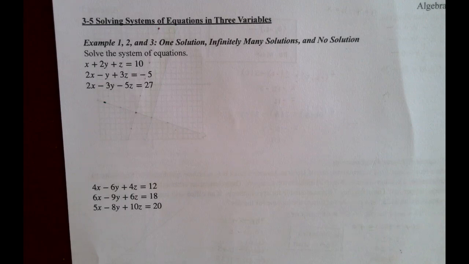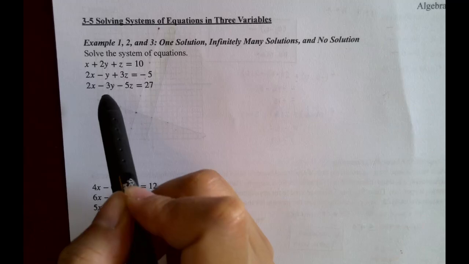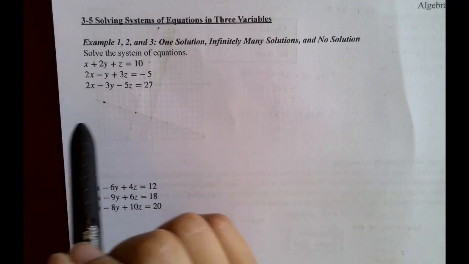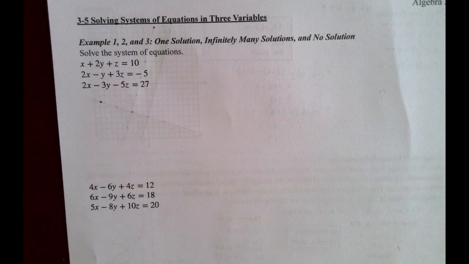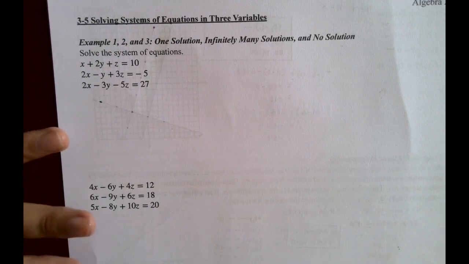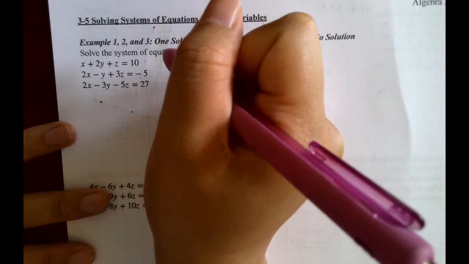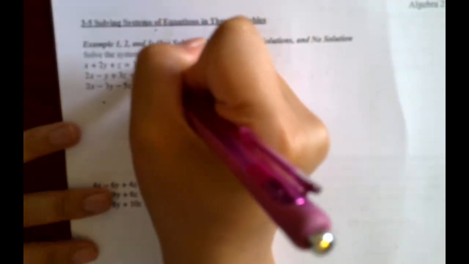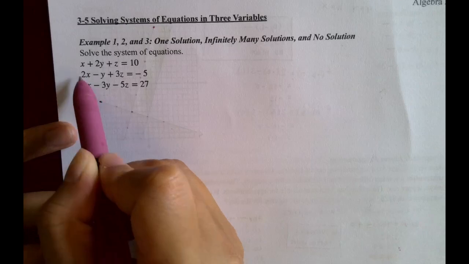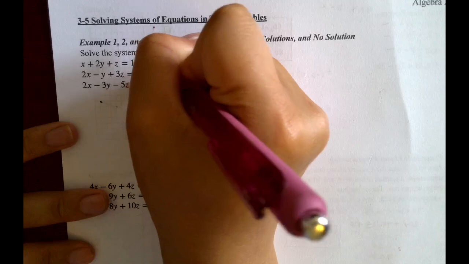Okay. So the first thing you're going to do, using the elimination method, is get rid of one of our variables. It doesn't matter which variable you pick first, but the first one I'm going to do is use these two, and I'm going to get rid of my x's. The reason I chose that is because these ones already have two x's. So I'm going to do these two.